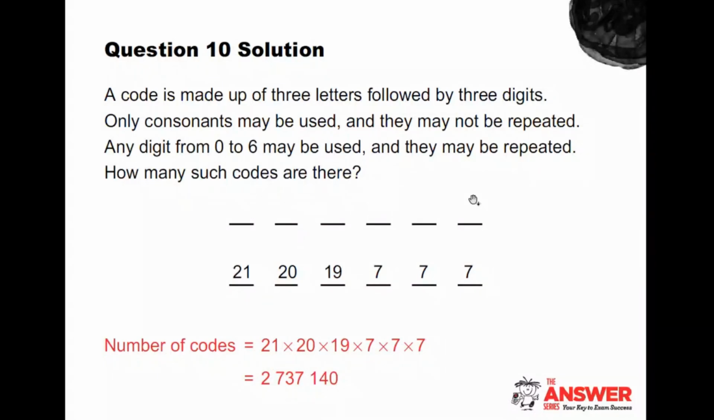So 6 slots I need, 21 consonants in the alphabet. So 21 for the first slot. May not be repeated, so 20. May not be repeated, so 19. The digits, 7 because it's from 0 to 6. So 7, may be repeated, 7, 7, and there I get my answer. So there's question number 10.